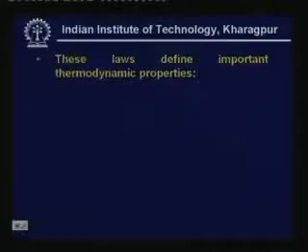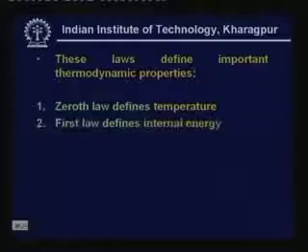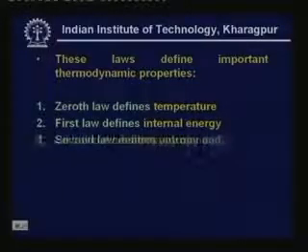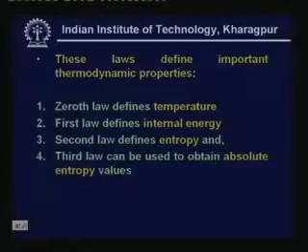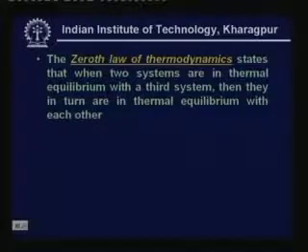And these 4 laws define important thermodynamic properties. For example, the 0th law defines temperature, the first law defines internal energy, the second law defines entropy, and the third law can be used to obtain absolute entropy values. So now let us see these 4 laws. Let us start with the 0th law. The 0th law of thermodynamics states that when 2 systems are in thermal equilibrium with a third system, then they in turn are in thermal equilibrium with each other. That means let us say that there are 3 systems A, B, C. A is in thermal equilibrium with B, B is in thermal equilibrium with C. That means A will be in thermal equilibrium with C. So this is simply the 0th law of thermodynamics.